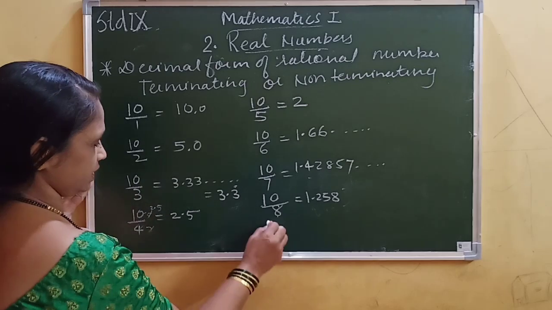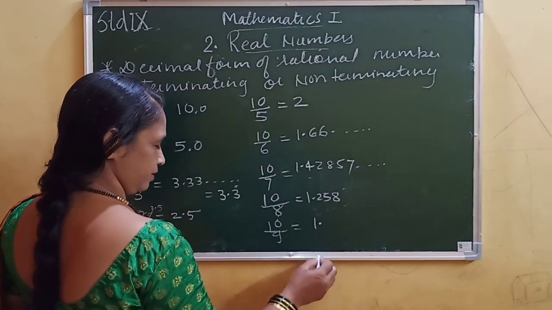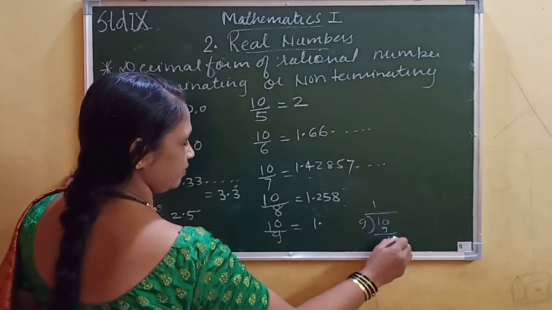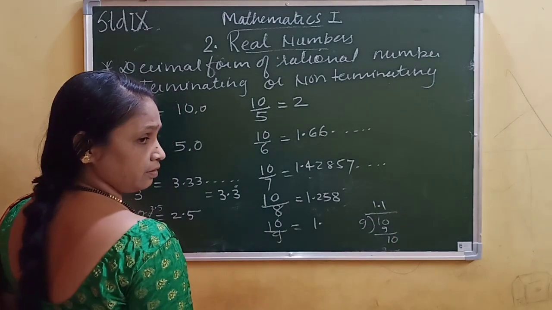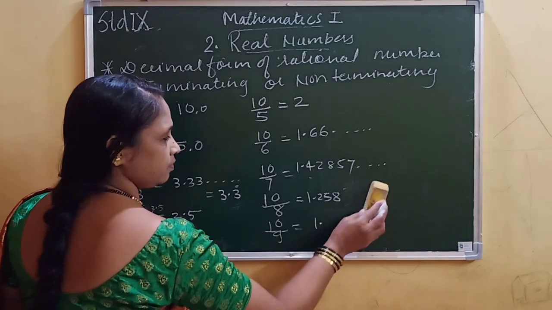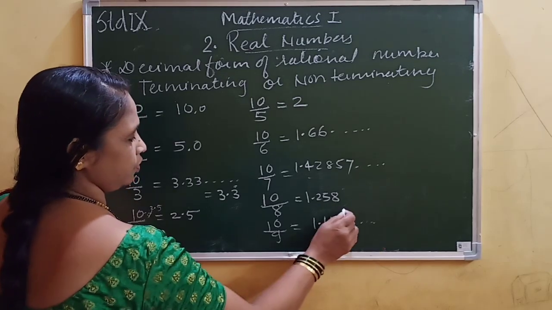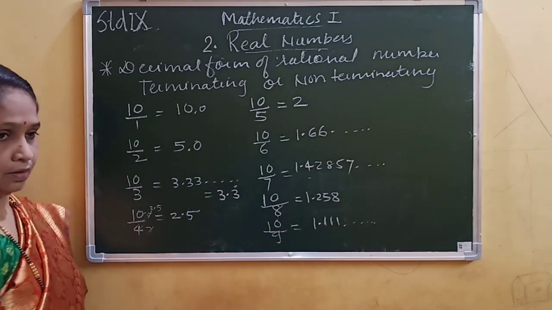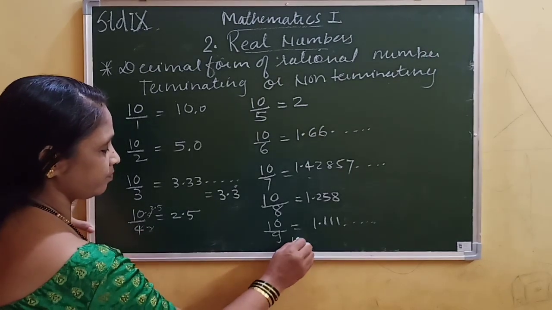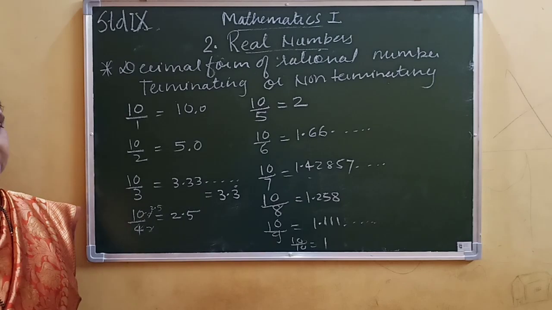Now again by 9 we will also see. 10 divided by 9. So 10 divided by 9 will be 1 point how much? 9 ones are 9. Again point 1, again 1. So this will come 1.111, dot dot dot. Now 10 divided by 10. 10 divided by 10 will be equal to 1. So we have got all the answers.